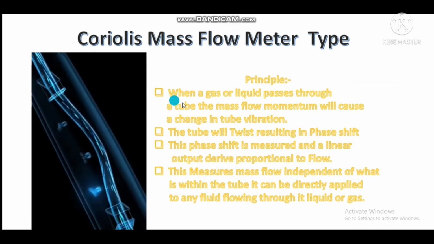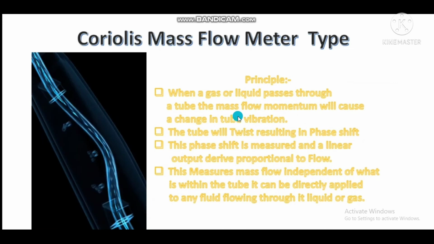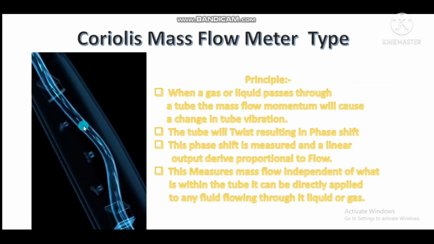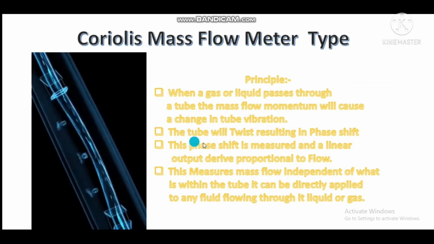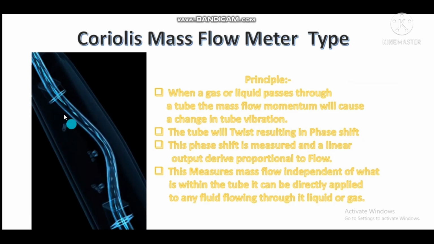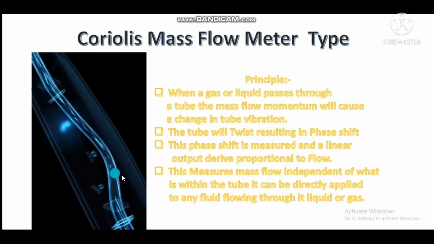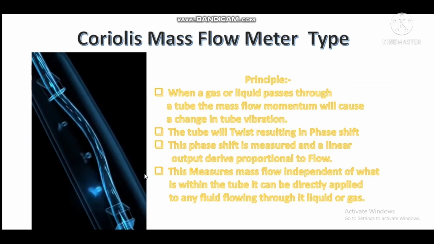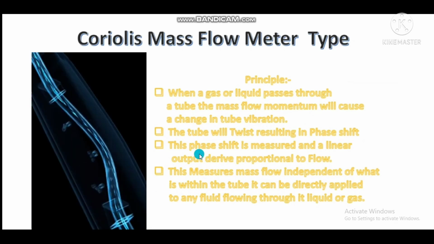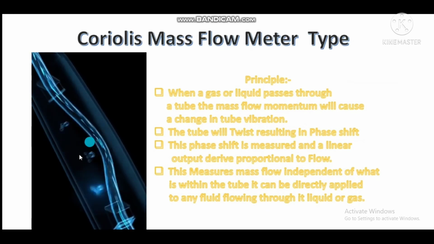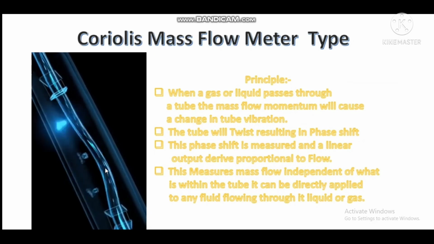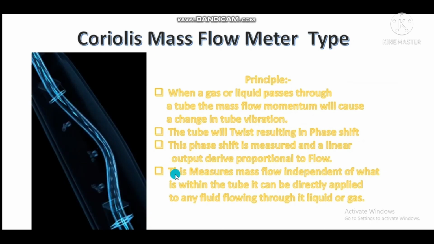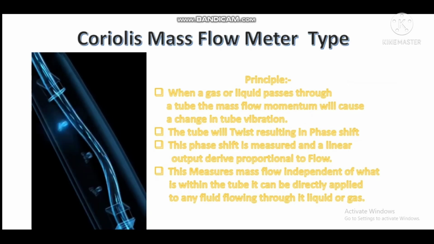So we'll check out the principle here. When a gas or liquid passes through a tube, the mass flow momentum will cause a change in the tube vibration. So when a gas or liquid flows, the tube will twist, resulting in a phase shift. This phase shift is measured as a linear output directly proportional to the flow. So this phase shift which is taking place here is directly proportional to the flow of the liquid. This measurement of mass flow is independent of what is within the tube. It can be directly applied to any fluid flowing through it, liquid or gas.